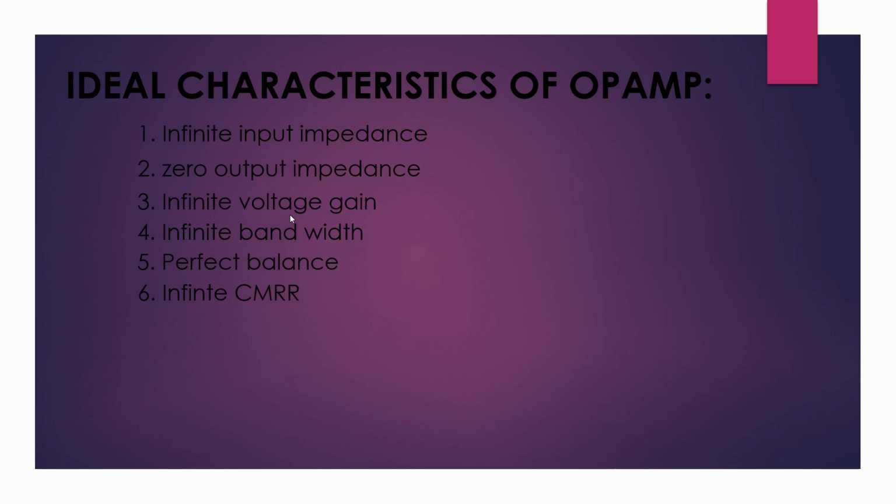Infinite CMRR. CMRR means common mode rejection ratio. For an ideal op-amp, the output common mode noise voltage is 0. Infinite slew rate. Slew rate indicates the rapidity at which the output changes with the change in input, and for an ideal op-amp it is infinity. Temperature. The characteristics of an ideal op-amp don't change with the change in temperature.